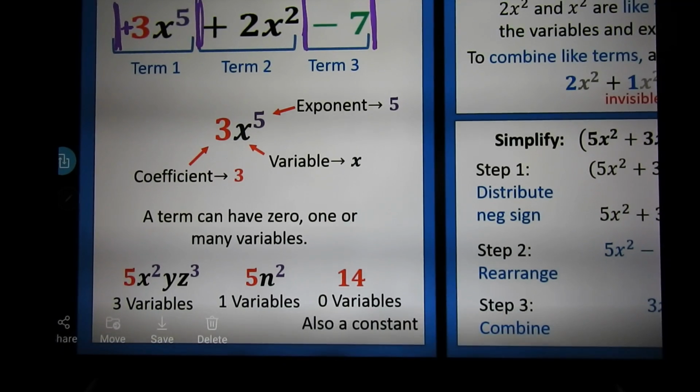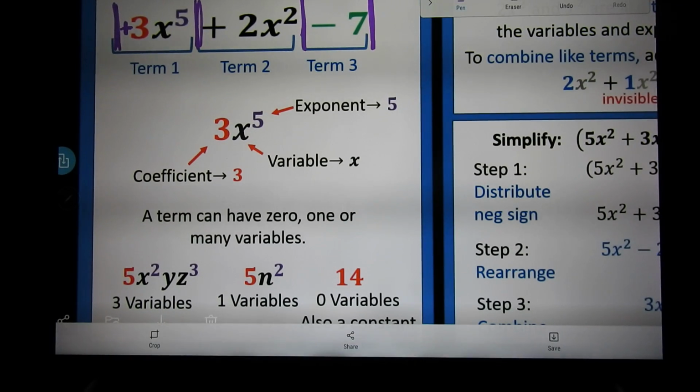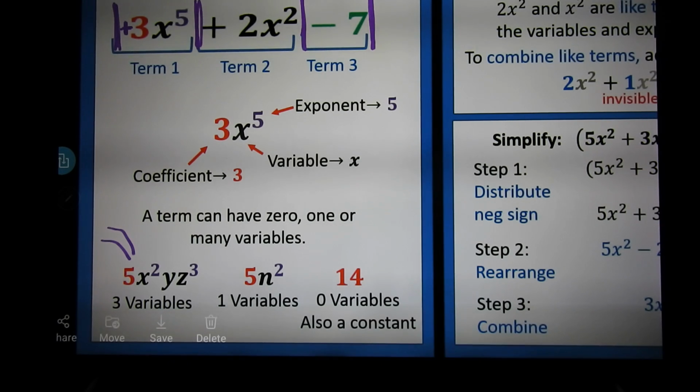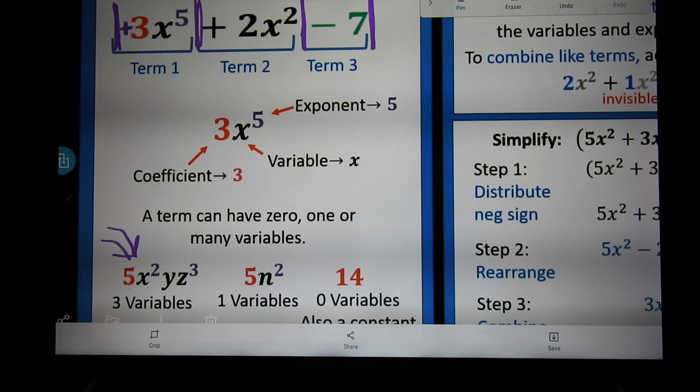So let's look down here at some examples of terms. Here's a term that has 3 variables, a coefficient, and 2 exponents. So that's one term. Even though it has several variables and it has a 5 in front of it, it's still only one term. Here's another term that has 1 variable, a coefficient and an exponent. And here's another term with no variables, otherwise known as a constant. So there we are.